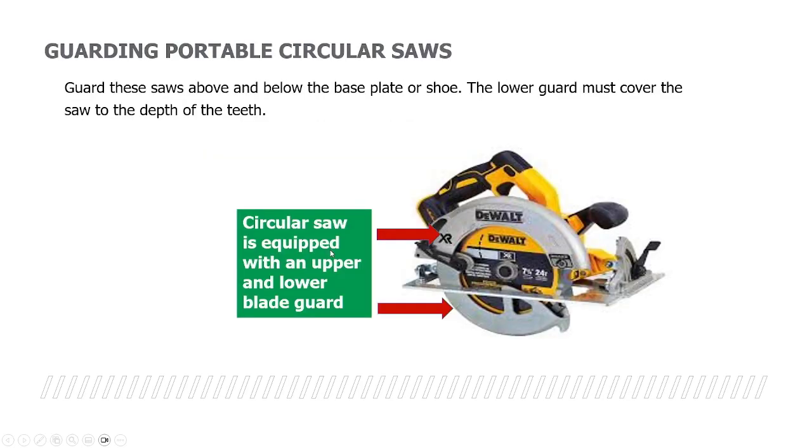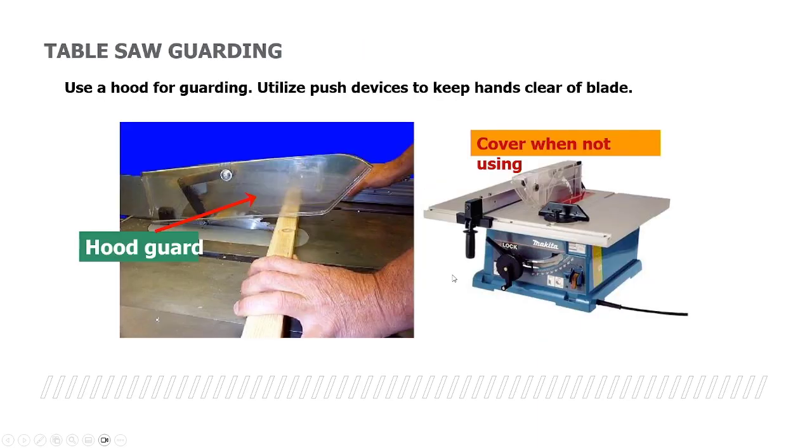Guarding portable circular saws is another good example. Guard these saws above and below the base plate or the shoe area. The lower guard must cover the saw to the depth of the teeth. Once again, we give you an example of both the top guard, just like you see on the circular saw here, and the lower blade guard down here towards the very bottom. That blade is pretty much completely guarded around to prevent the operator from coming in contact with the sharp blade.